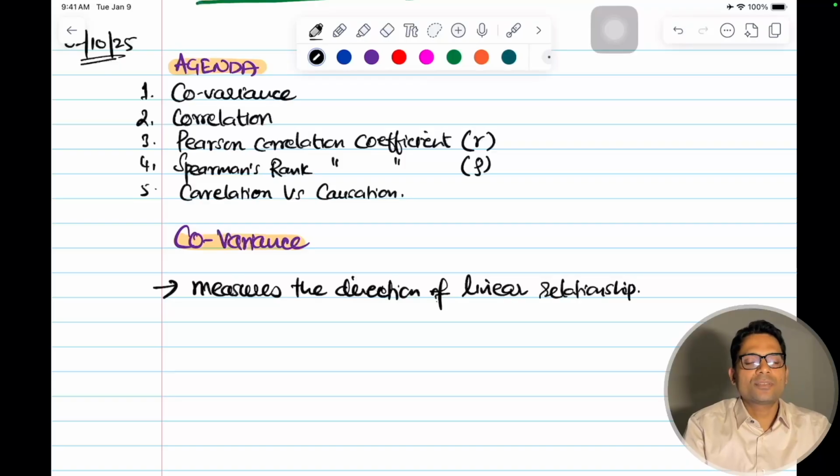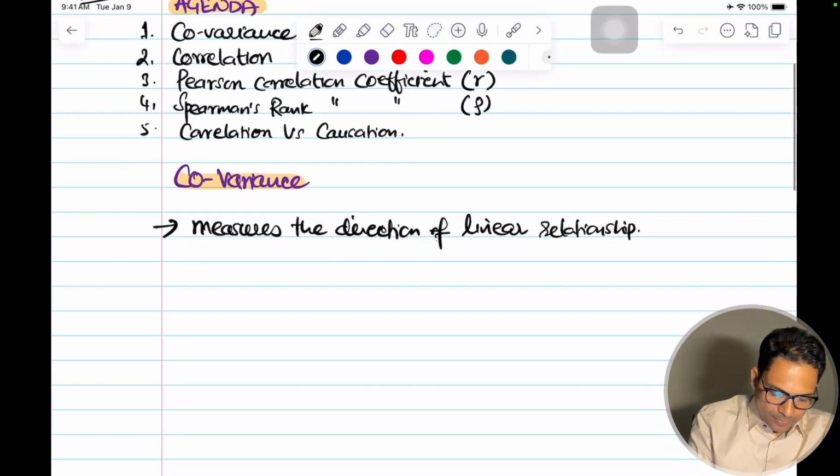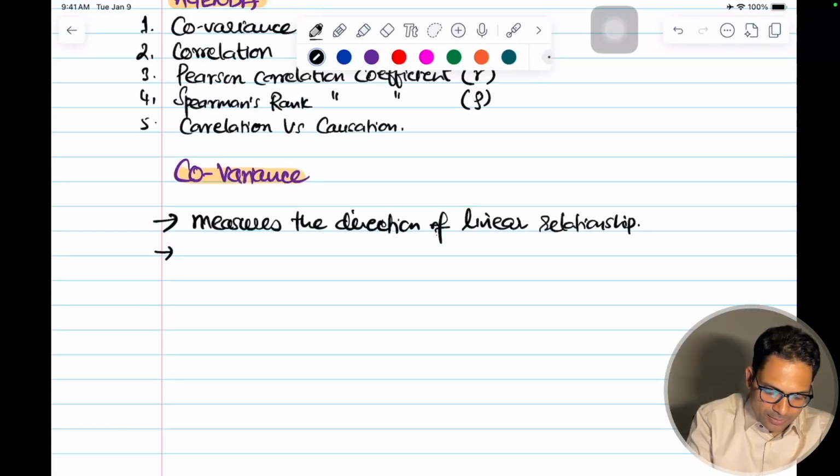So there can be three directions. Both are increasing together, or one is increasing and one is decreasing. The third option is that x is changing but nothing is happening in y: zero correlation, independent. So there can be three types.